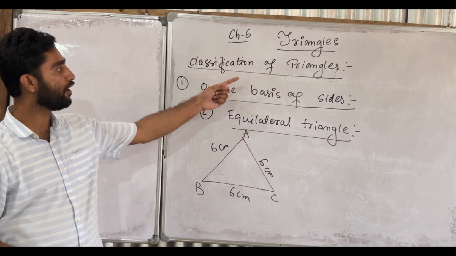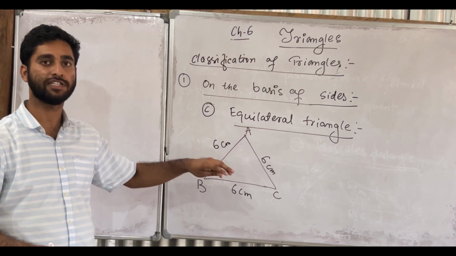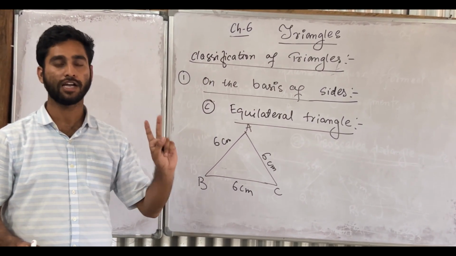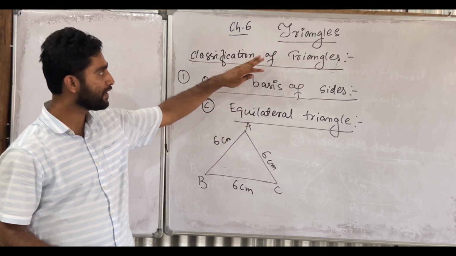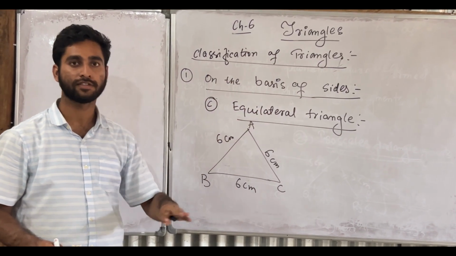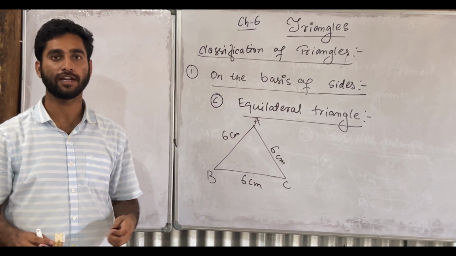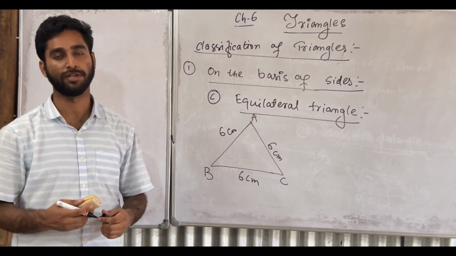So on the basis of sides, the triangles are of three types: scalene triangle, isosceles triangle, and the equilateral triangle. So this was all about the introduction of these triangles. In the next class, we will be studying about congruency and similarity.